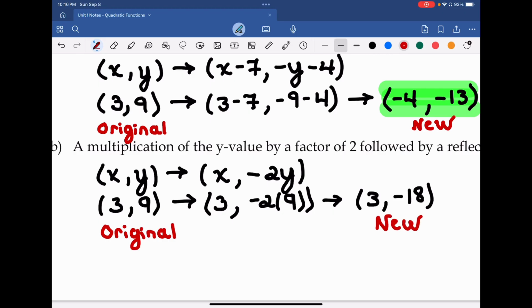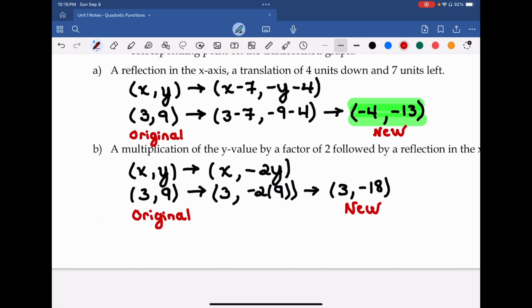Perfect. So mapping notation, as you can see, gives us this really nice ability to take an original point and then just directly algebraically plug it in and say, hey, what is the effect of all of these different transformations at once on these points?